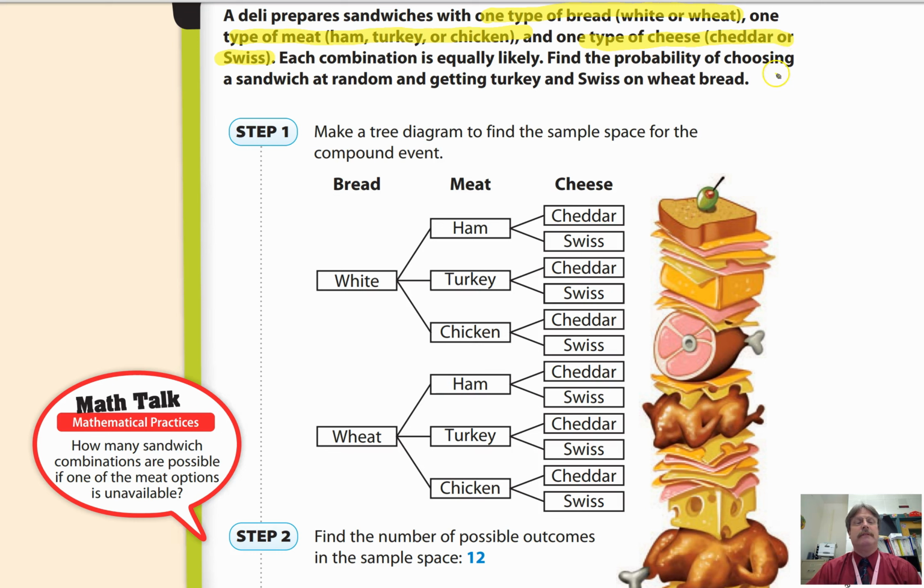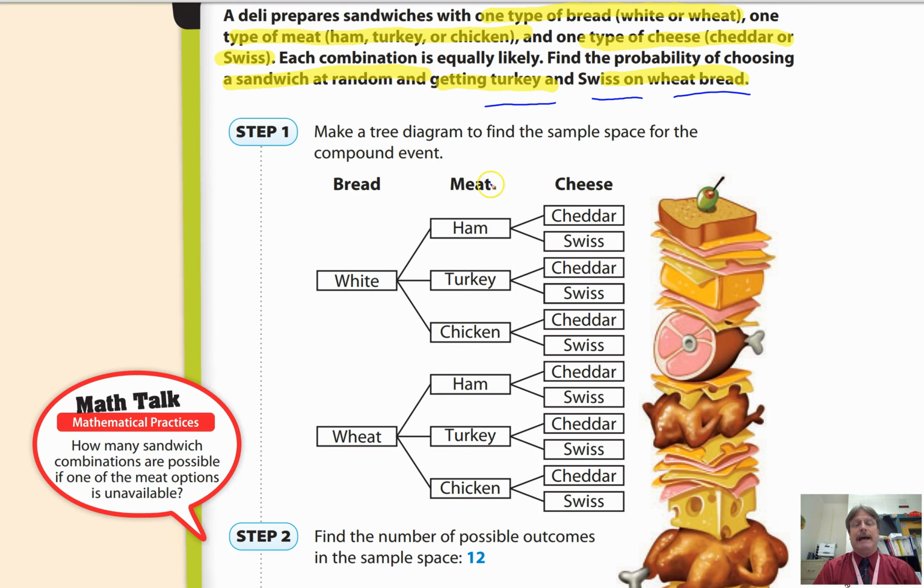Find the probability of choosing a sandwich at random and getting turkey and Swiss on wheat bread. So we're going to be looking for turkey with Swiss as cheese and wheat bread. So the first thing, we only have 2 breads, so that's white or wheat.